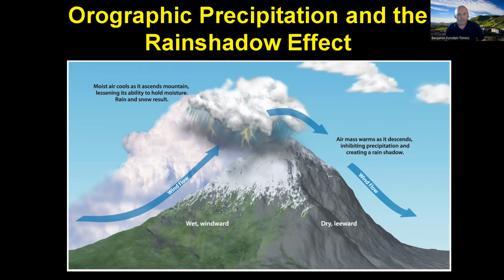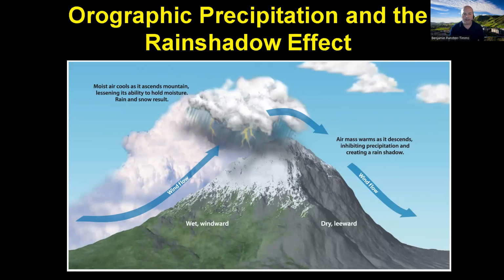Now, orographic precipitation, orographic basically just means mountain processes. And what we have is the orographic effect means that air comes in on the windward side where the wind's coming. So here in California, it's coming from the Pacific, right? Other places are coming from the east. So here it's coming from the west. In the tropics, it comes from the east. And as it comes, you have moisture.